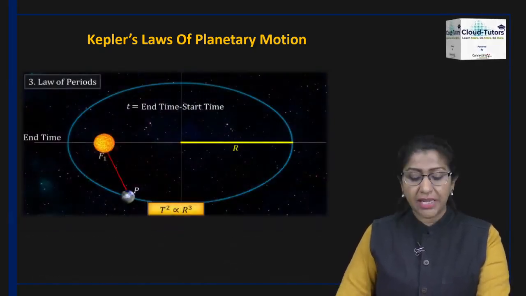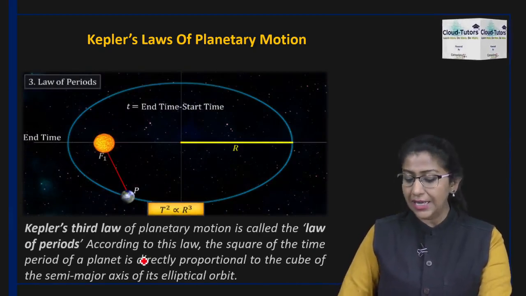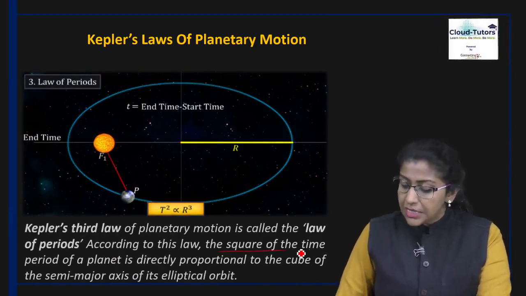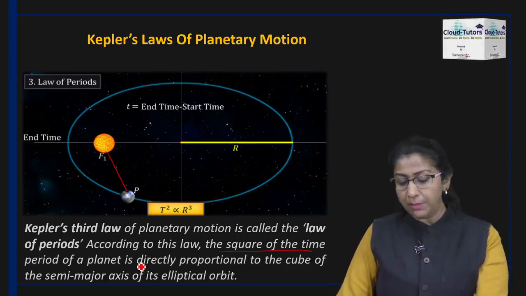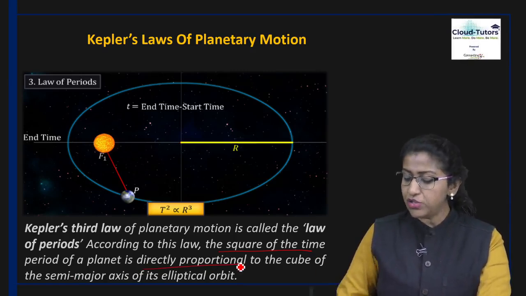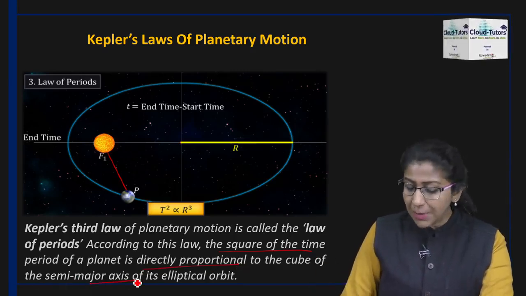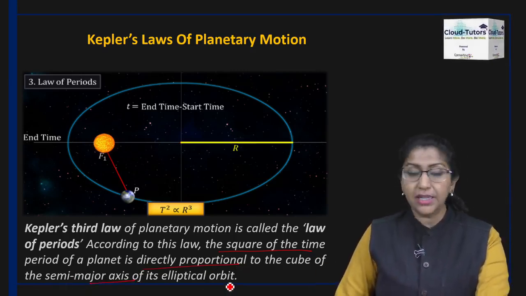So what is the law of periods? The law of periods states that the square of the time period of a planet, basically the orbital period of a planet, is directly proportional to the cube of the semi-major axis of its elliptical orbit.